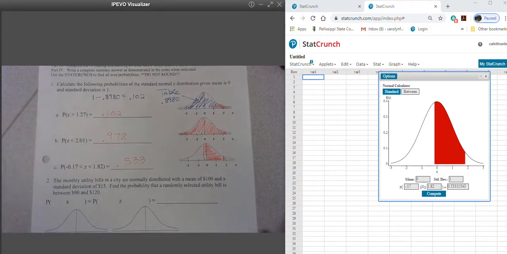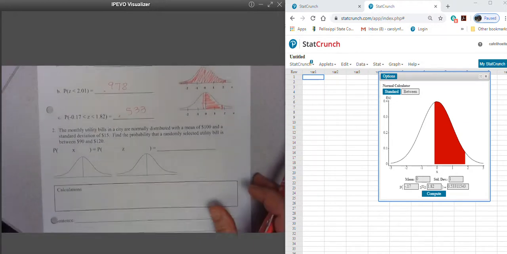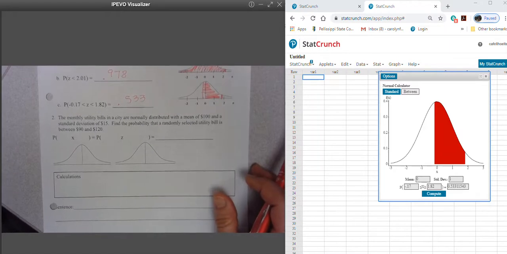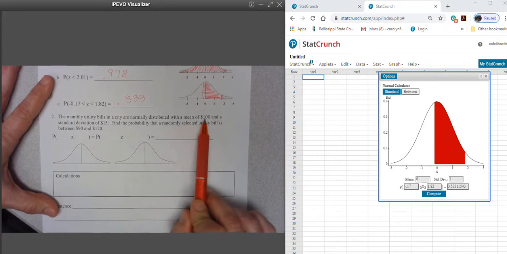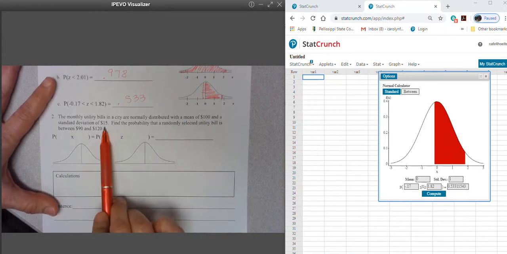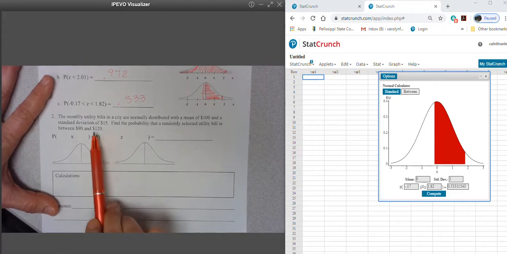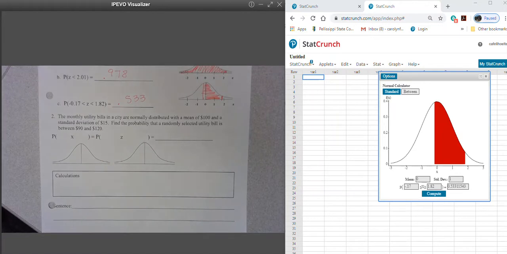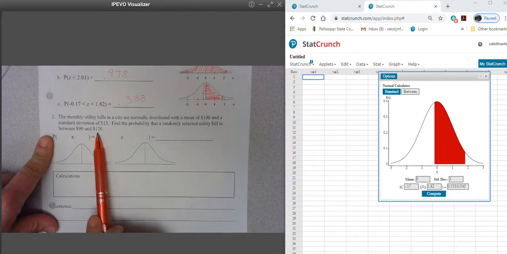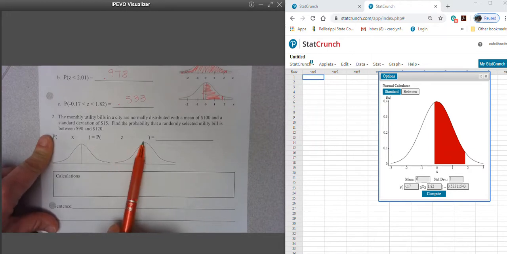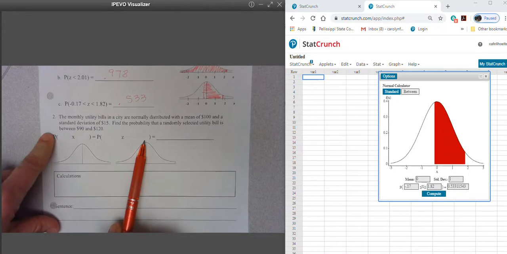This is a problem where we are told that the monthly utility bills in a city are normally distributed with a mean of 100 and a standard deviation of 15. Find the probability that a randomly selected utility bill is between 90 and 120. For this problem, we're going to take our values of 90 and 120 and convert those to z-scores. Then if we have the z-scores, we can go to our normal calculator and figure out these probabilities.